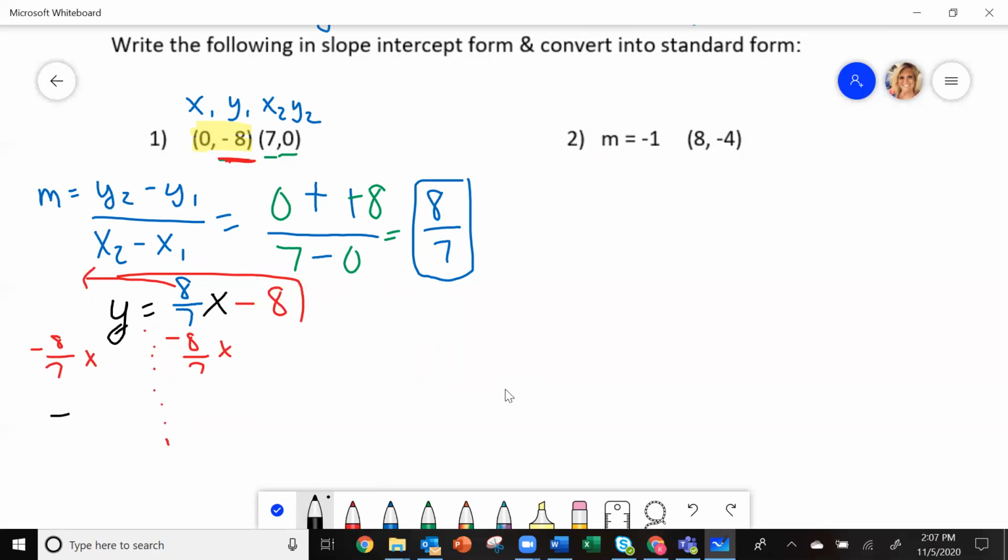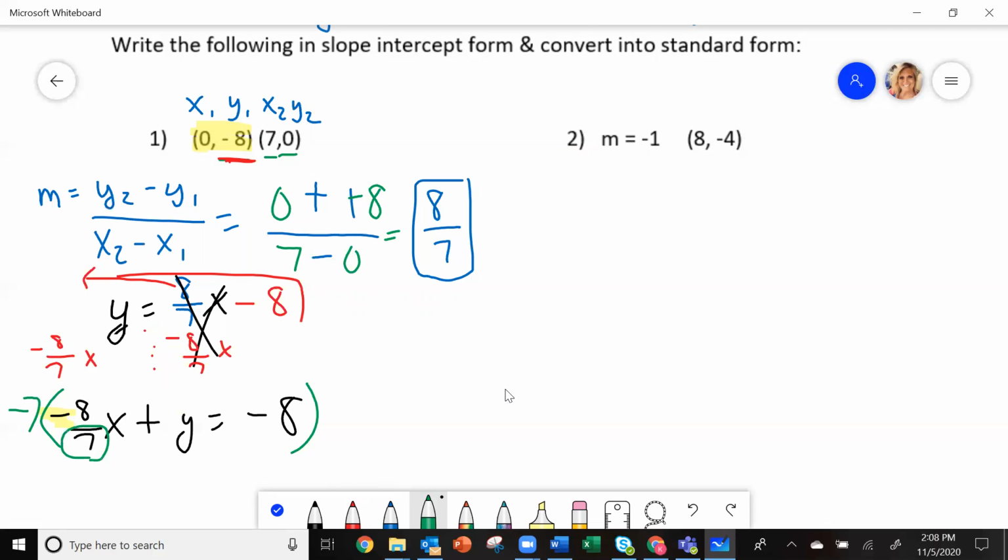I get -8/7 x plus y equals -8. Now I have x and y on the same side, but when it's in standard form, it cannot have any fractions. And the front number right here, the A, cannot be negative. So the easiest way for me to get rid of it, I'm going to multiply everything by -7. You do the negative and then the denominator.